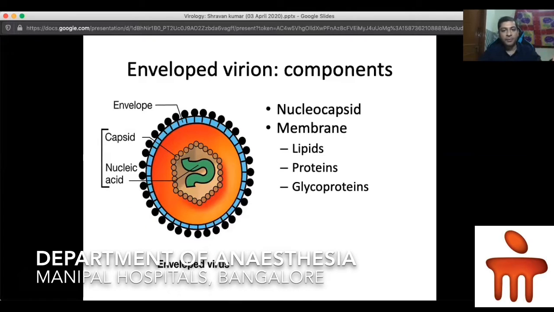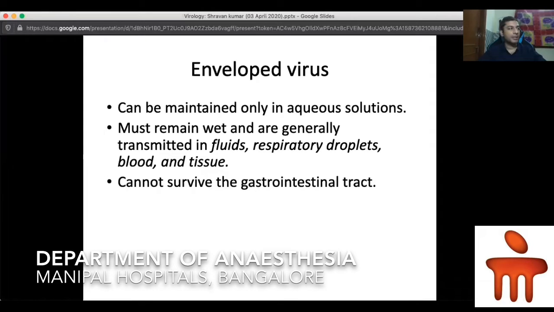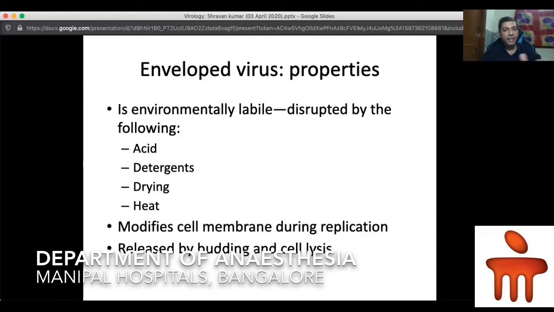Now going over to the enveloped viruses, how this differs from that of naked viruses. Here, as was already said before, there is a nucleocapsid structure. There is a membranous protection, which is lipid, protein, and glycoprotein. An enveloped virus is generally transmitted via the respiratory droplet mechanism. It is also spread by blood or tissue. By nature, enveloped viruses do not survive the harsh conditions of the GIT, and they require an aqueous solution for transfer. So most of the droplet infections, the respiratory infections, are enveloped in nature, and COVID-19 is no exception. It generally is transmitted with the help of aqueous solutions. However, there are a few differences with COVID-19, but it's beyond the scope of my presentation.